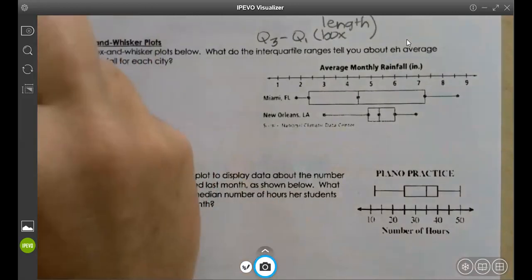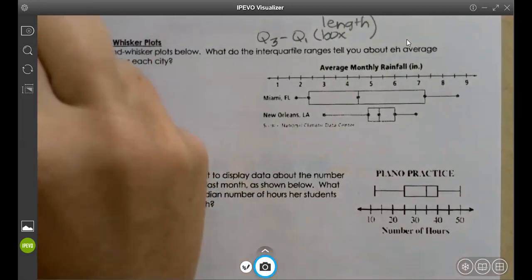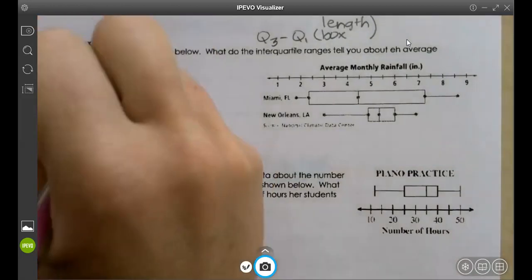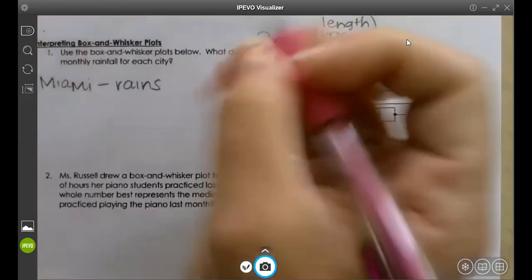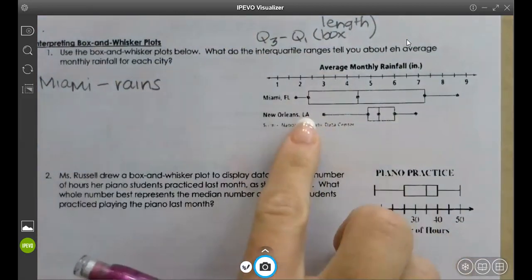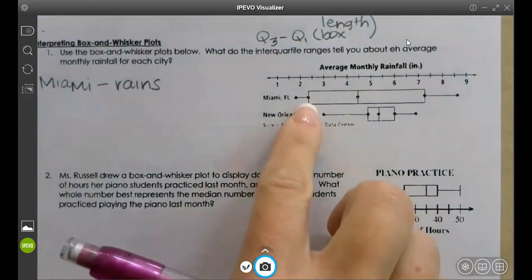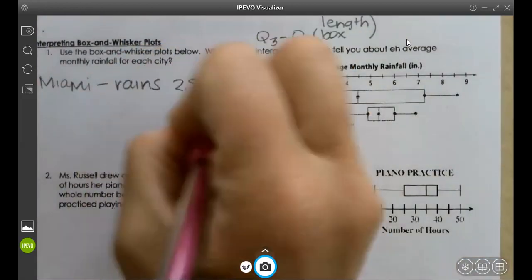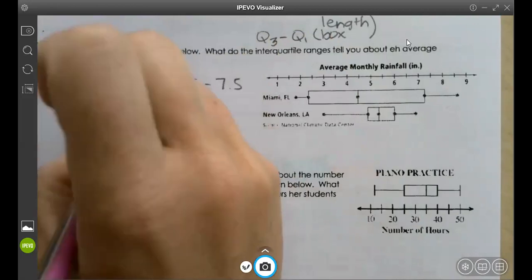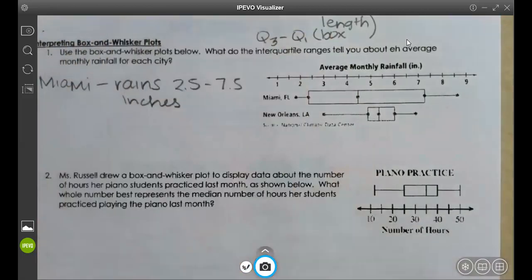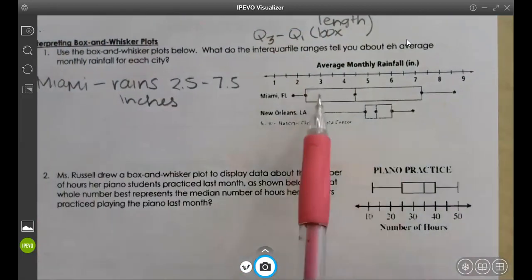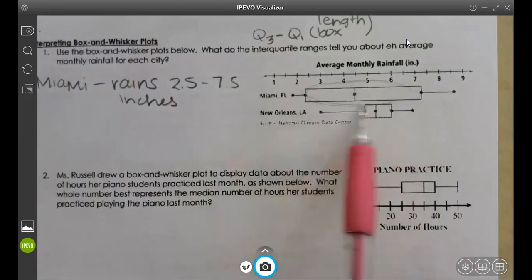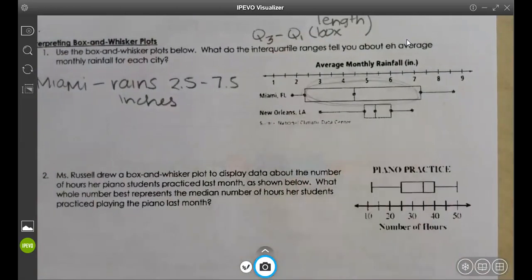From 7.5. What's this one? 2.5 to 7.5 inches. How much of the time? What's this? How much does this box represent? How much data? What percentage? The whole box. 50% of the time.